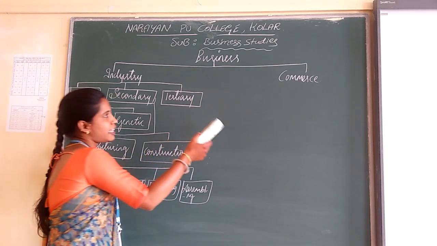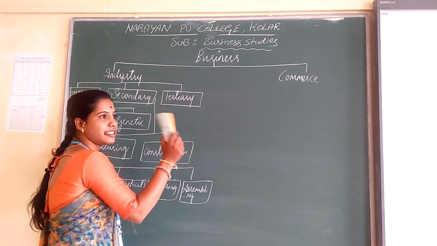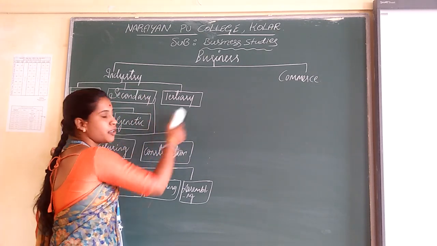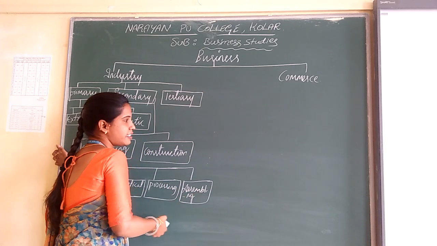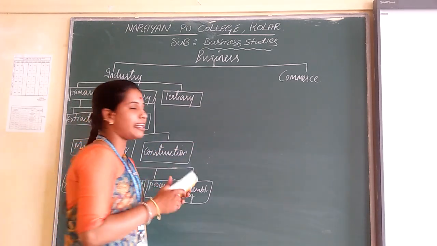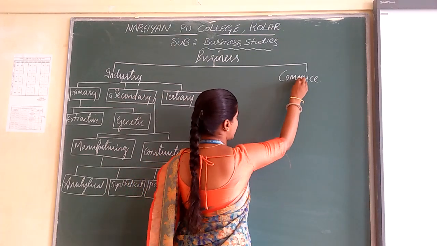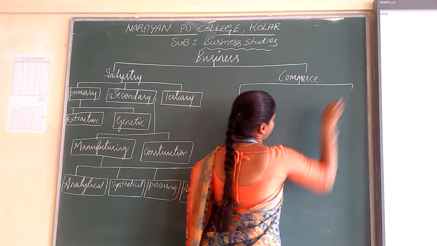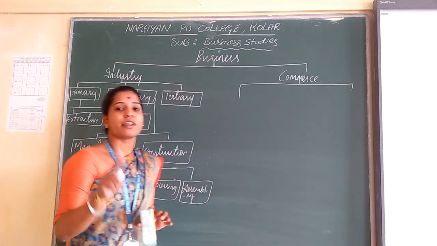And the next type is commerce. So business can be classified into two types. The first one is industry, and you already know about the types of industries. The next one is commerce. Commerce can be broadly classified into two types.